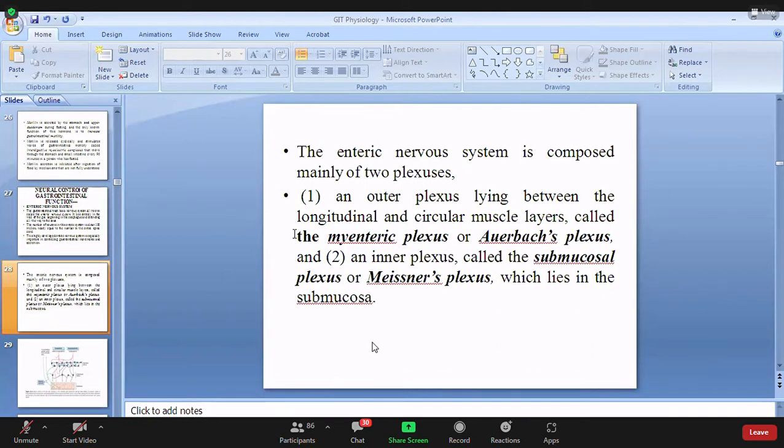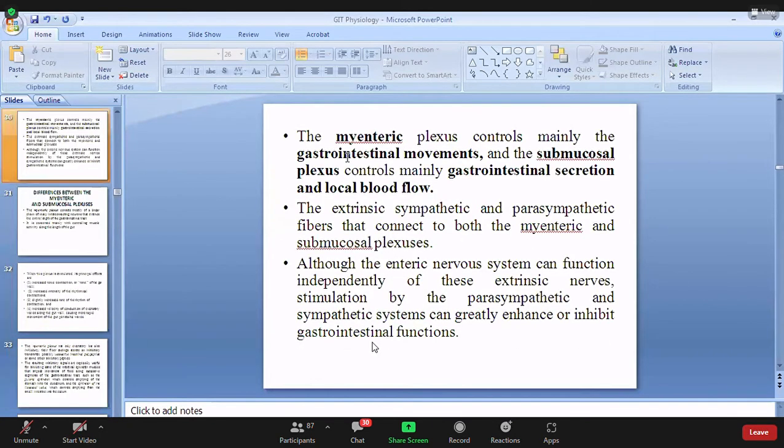The outer plexus, which lies within the muscle coat, is named the myenteric plexus, and the one which lies within the submucosal layer is named Meissner's plexus. Clear?